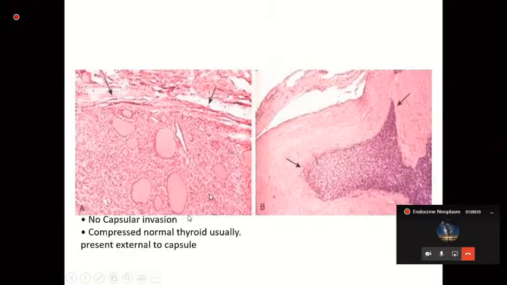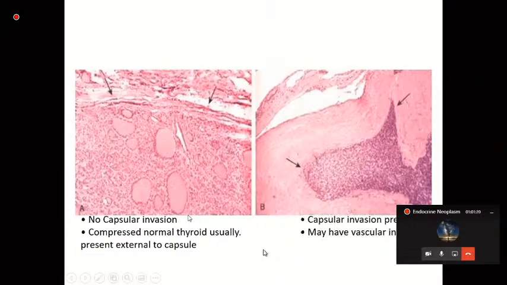Look at here. This is the normal thyroid. I mean, no capsule. Look at the capsule here. Is there any invasion? No. Capsule is intact. In this case, look at the capsule, very thick. But here, what do you see? Look at this, these are the tumor cells, and they go inside the capsule. This indicates the invasion, capsular invasion.